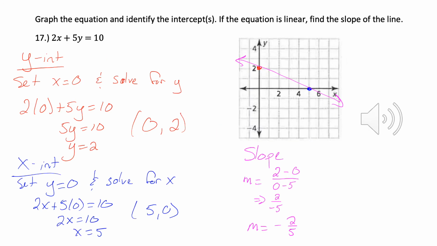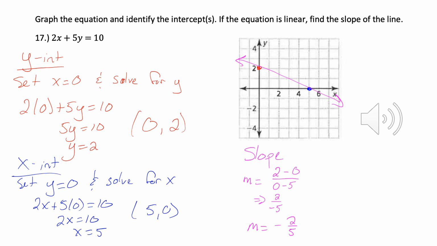For number 17, we need to find both of the x and y-intercepts and find the slope if it's linear. So to find the y-intercept, we set x equals 0 and solve for y. So we would end up getting y equals 2 where x is 0, so we graph the point 0, 2. That's the y-intercept. And to find the x-intercept, we do the opposite. We set y equals 0 and solve for x. We would get x to be 5, so our x-intercept is 5, 0. So we then plot that point.